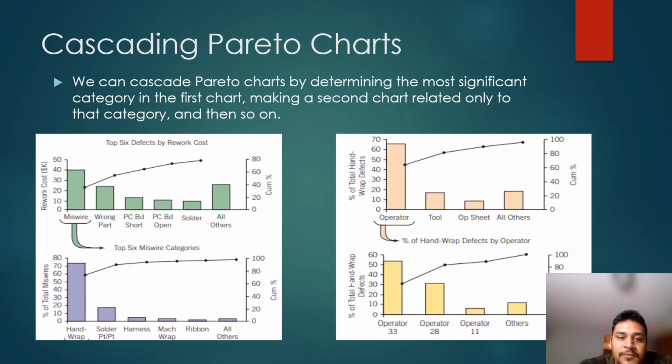In figure 1, miswires, meaning wires connected to the wrong point or not properly attached to the right point, account for 40% of the remaining rework cost. In figure 2, wires connected with hand wrapping tools represent more than 70% of all miswires. Of the hand wrap defects, more than 65% are caused by operator error. Of all the operators doing hand wrap work, operators 33 and 28 contribute more than 80% of the defects.